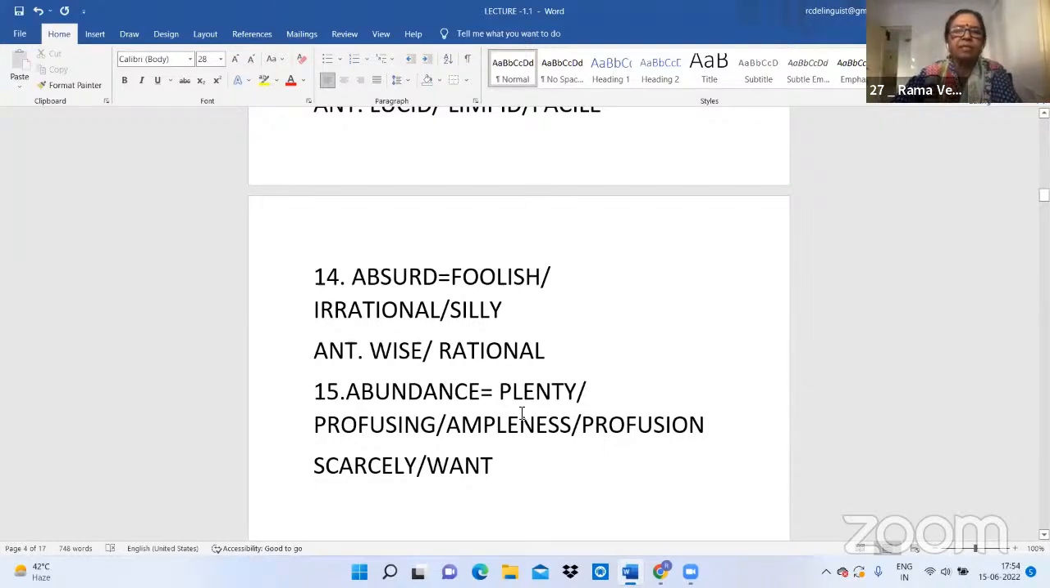Ampleness ka ek sentence batayenge, sir. Ampleness. Ambani's ampleness of wealth does not let him get concerned whether he is bearing loss or gaining profit. Sir, there is ampleness of mangoes in the basket. There is ampleness of mangoes. Ampleness of fruits, you can say. What is the difference between fruit and fruits?